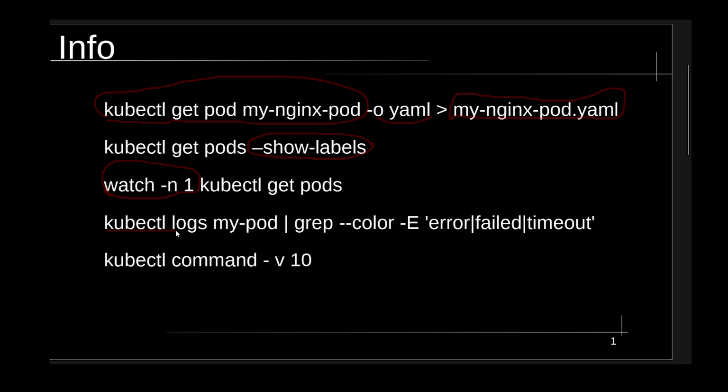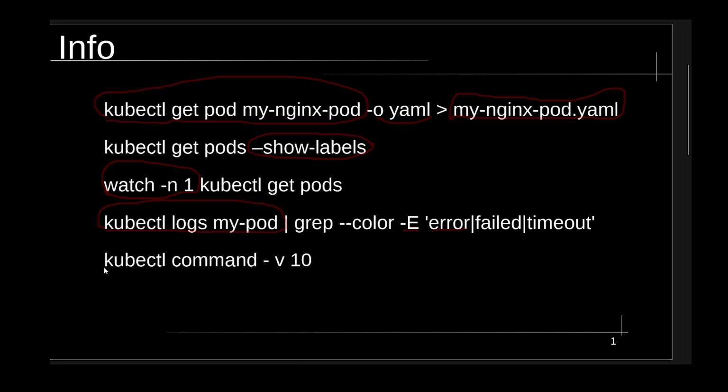The next one is showing our logs for a certain pod. At the same time, if we are looking for something specific in the logs, we can use the grep command with a parameter of color, and with a regular expression we can specify the different patterns or words that we are looking for. So here, everything inside of the logs with the name of error, failed, and timeout will be colored. That's very nice when you are in front of the terminal.